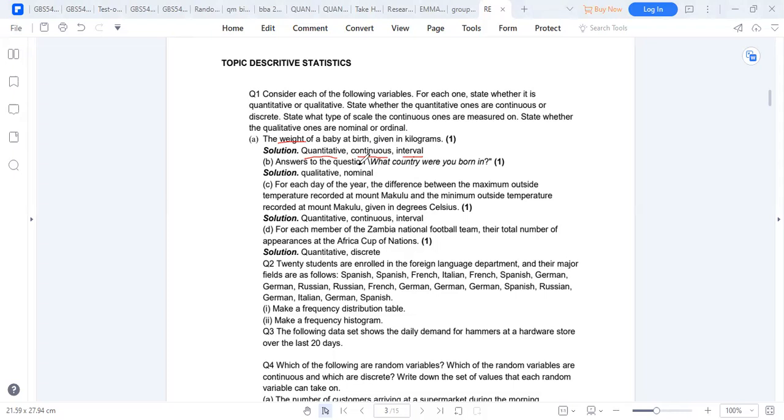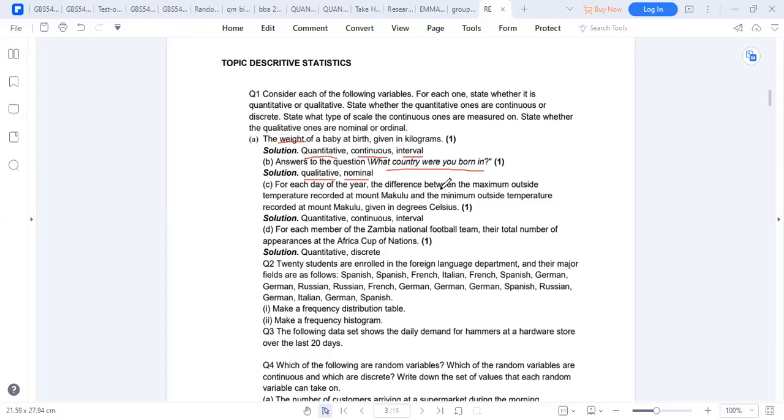Then we are told, B, which country were you born in? So I said, this is what? Qualitative. You can't measure it. But it's either ordinal or nominal. So you're either born in Zambia or Zimbabwe. So it is a kind of nominal data.